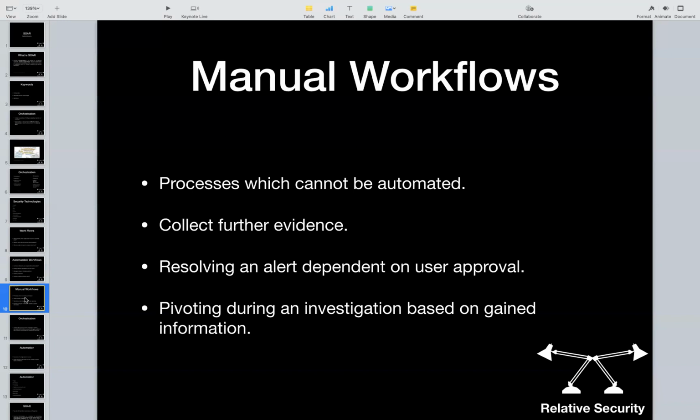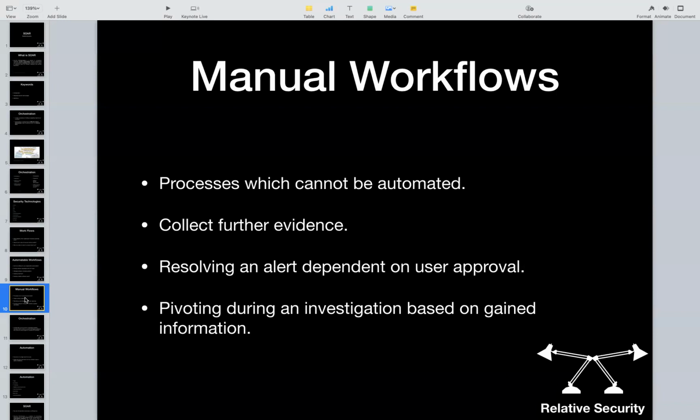So what are the different manual workflows? Manual workflows are those steps which cannot be automated. Now, what are the different things that come to your mind? For example, if you are within an incident doing an investigation, and you have to collect further evidence, this is at the discretion of the technical analyst who is doing the investigation. The SOAR cannot decide on its own what evidence needs to be collected, how it is going to be collected, who is going to collect it, and where it is going to be stored. So these are the things where a decision has to be made, and SOAR cannot do it.